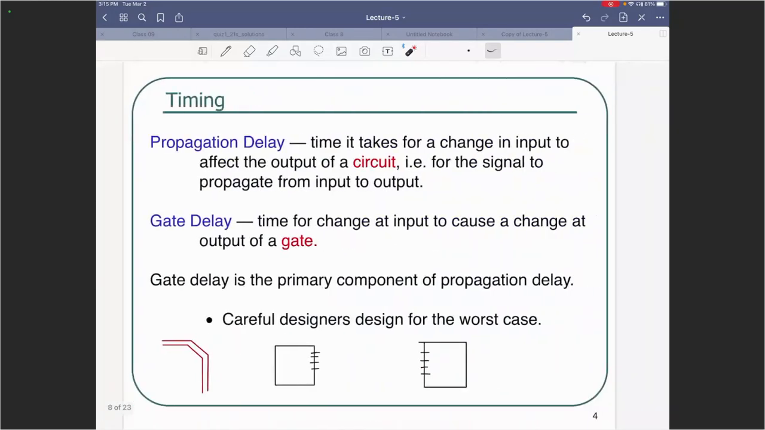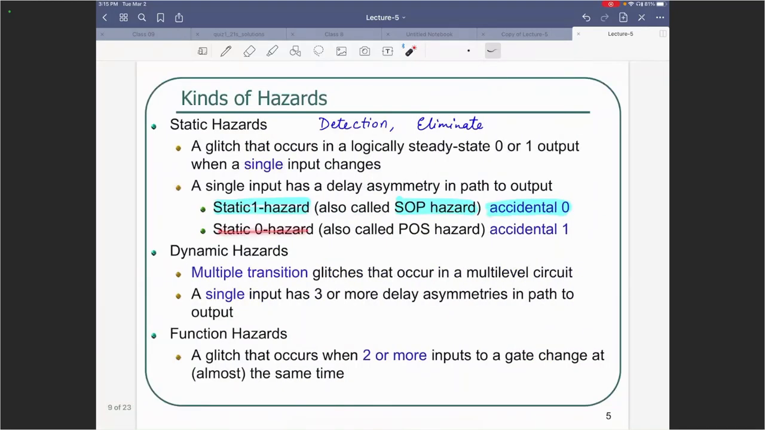The other case is the static zero hazard, the other category, in which you have a product of sums circuit. So it's also called a product of sums hazard, in which you actually get an accidental one. Static zero hazard. You have to be a little bit careful about the terminology here, because static one is accidental zero.